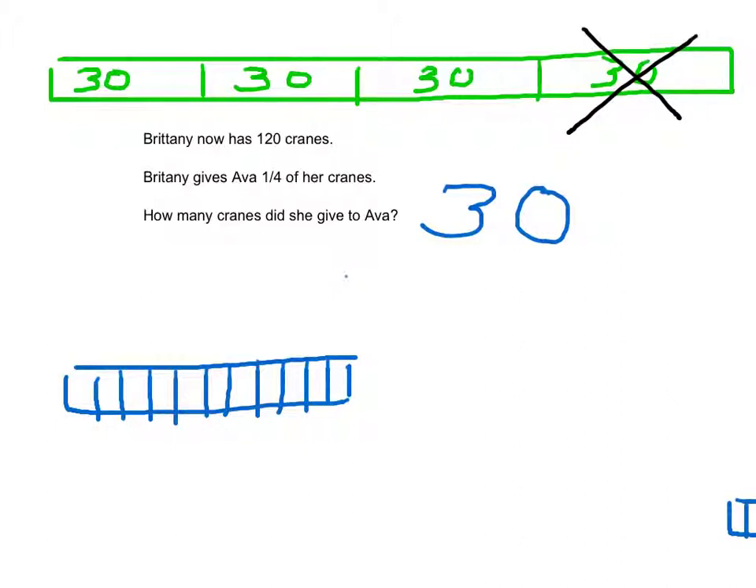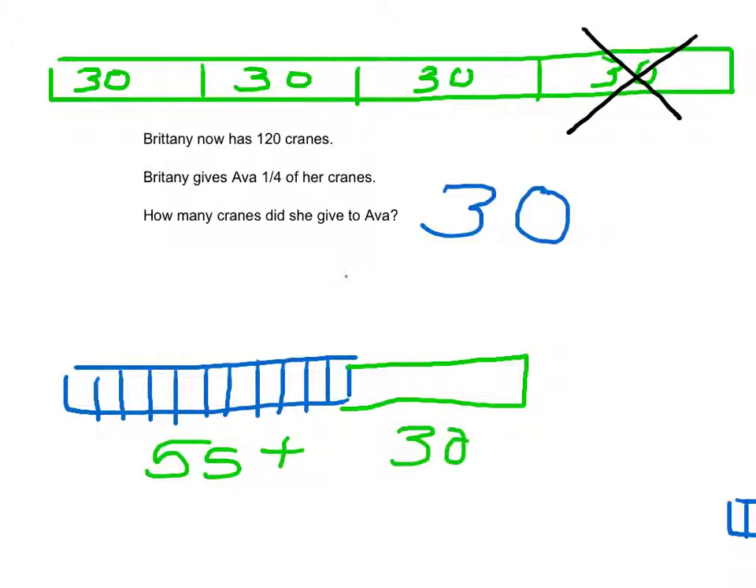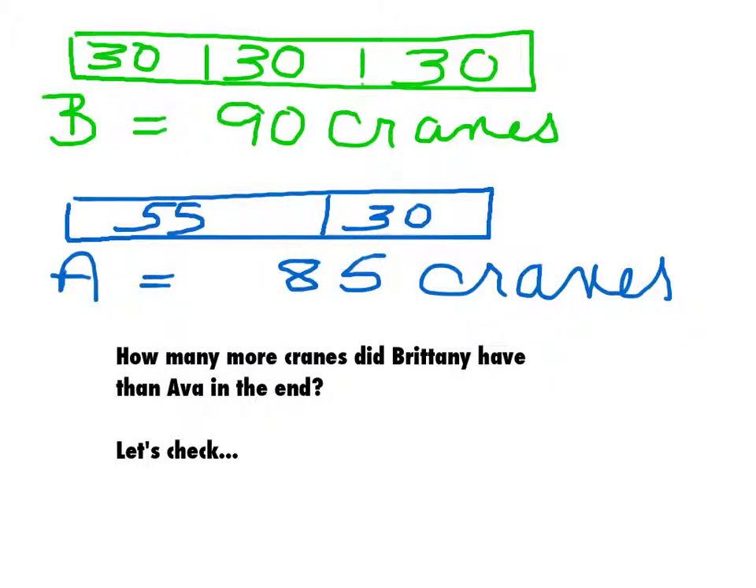I will now add 30 cranes of Brittany's to Ava's. I'm going to put 30 cranes right here. I'm going to add those to the 55 she had. 55 plus 30 equals 85. We now know that Brittany has 90 cranes, and we also know that Ava now has 85 cranes.